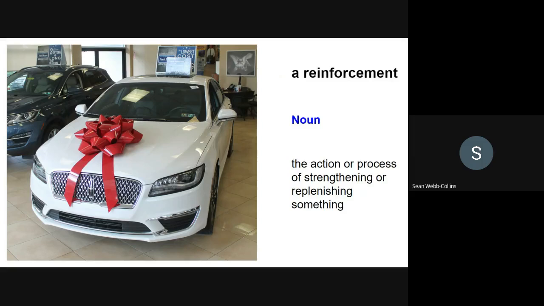Are there any other word forms for this word? That's right, we have the verb itself, reinforce. For example, we need to reinforce the base of the building with concrete.